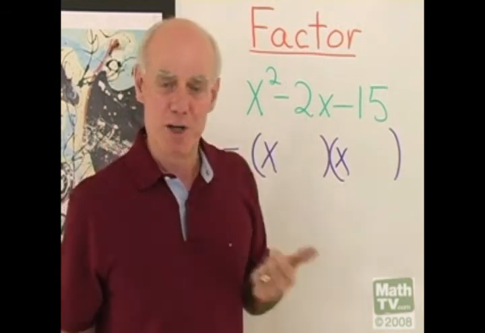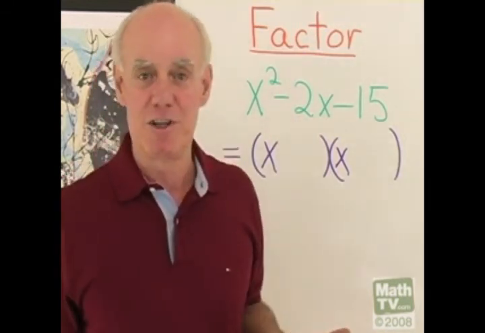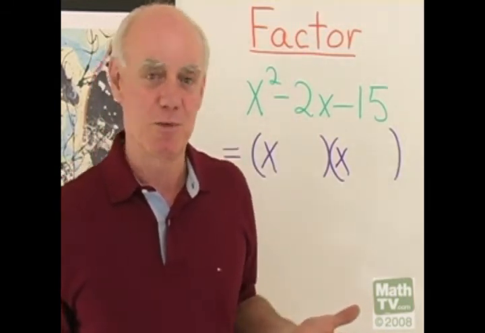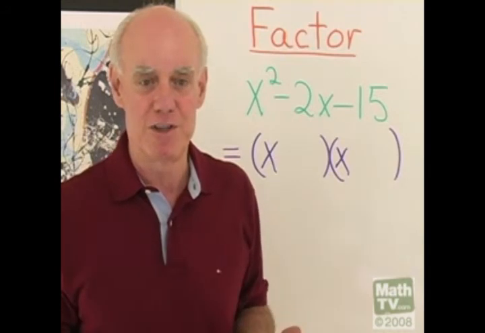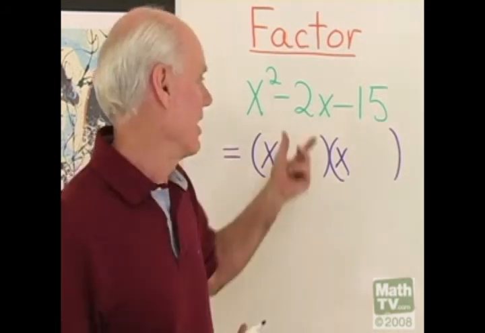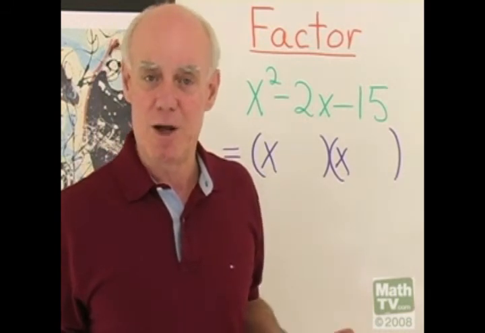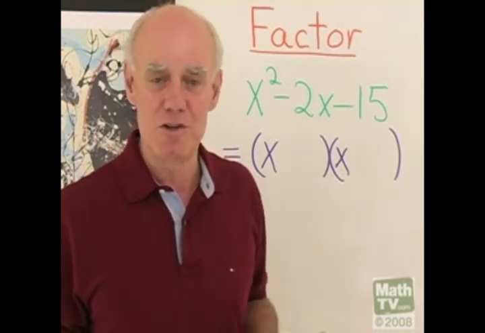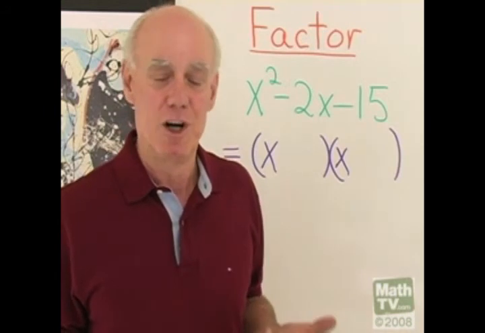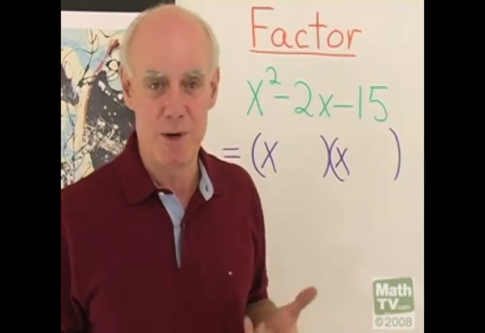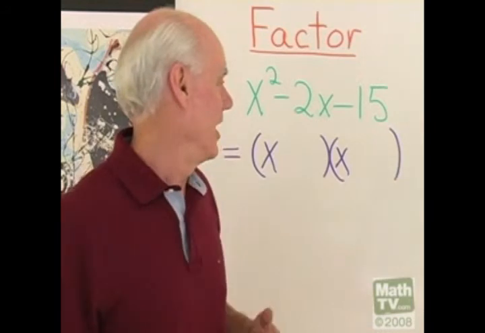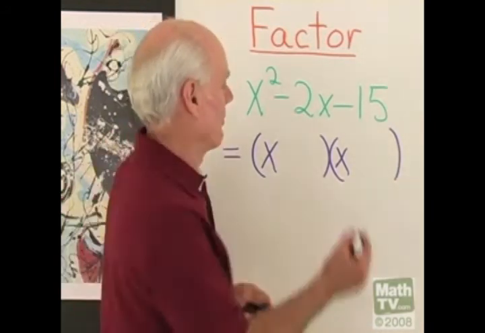So I'm thinking about 15, well it's 1 times 15, okay that doesn't look like it's going to work because no combination of 1 and 15 added or subtracted together is going to give me negative 2. So then I think of 3 times 5. Okay, well I'm on the right track because I know the difference between 3 and 5 is 2, or the difference of 5 and 3 is 2. Somehow I can subtract those two and end up with a 2. So how about if we do this?